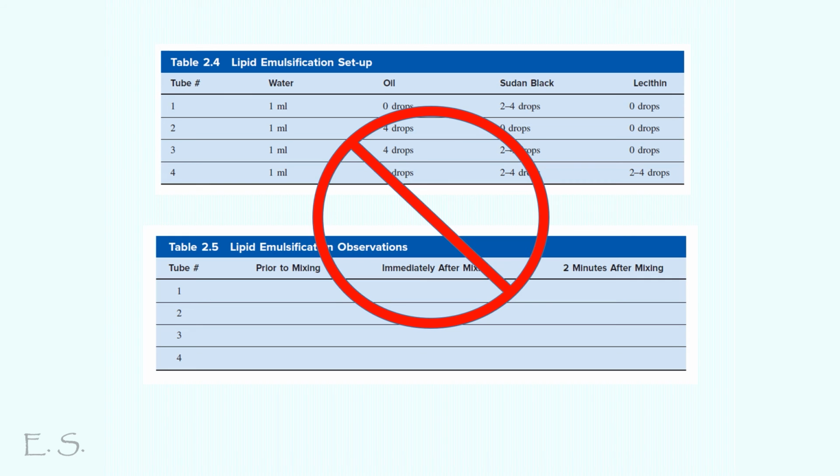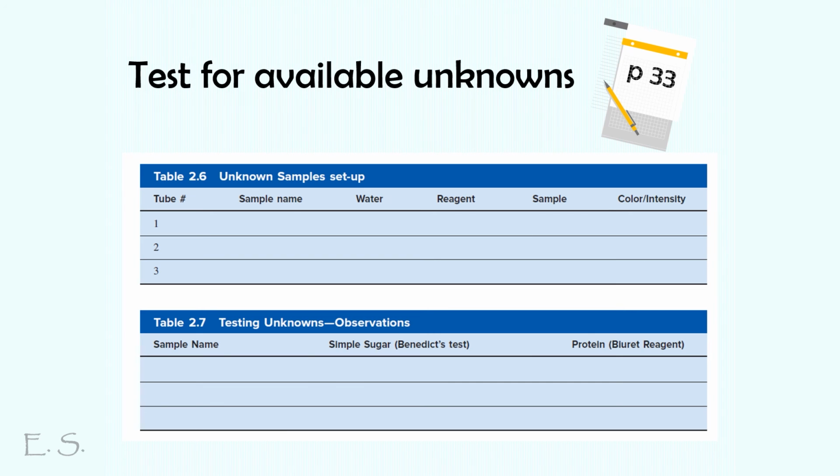This time we're not going to do the emulsification test, so you can skip that. And next you will do a test on available unknowns, whatever your instructor indicates. Use the same procedures you learned and complete tables 2.6 and 2.7 on page 33.